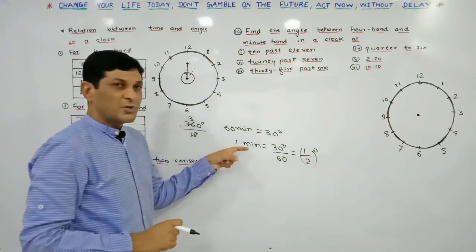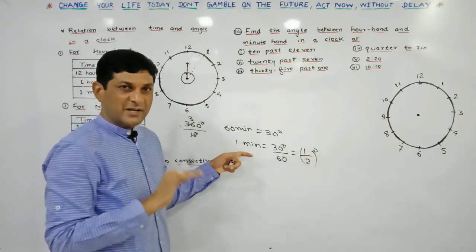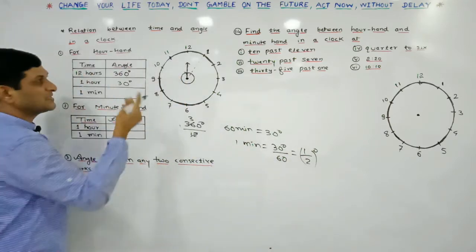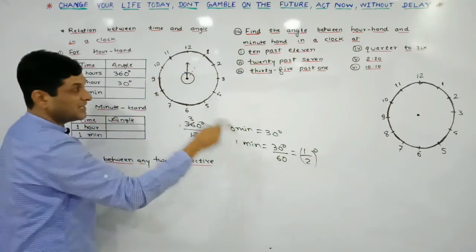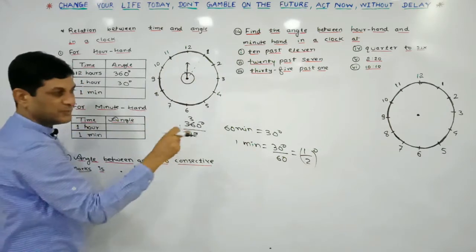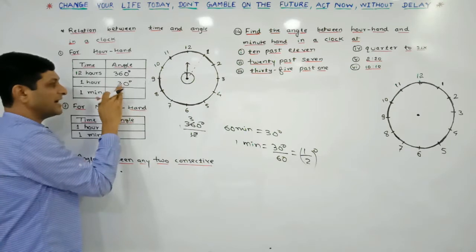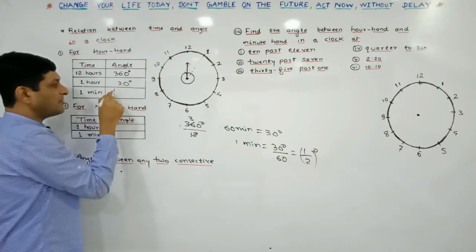So what result have we got here? The angle made by the hour hand in 1 minute is equal to half a degree. Means this hour hand makes half a degree in 1 minute. So in 1 minute, the angle made by the hour hand will be equal to half a degree.